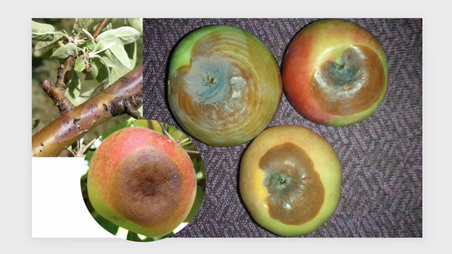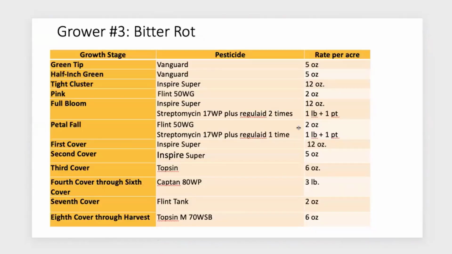And here you can see some of the cankering that occurs due to this same fungus, the black rot pathogen. So what we are actually going to focus on, though, is trying to control bitter rot, which is this problem right here. And here is what this grower actually used.